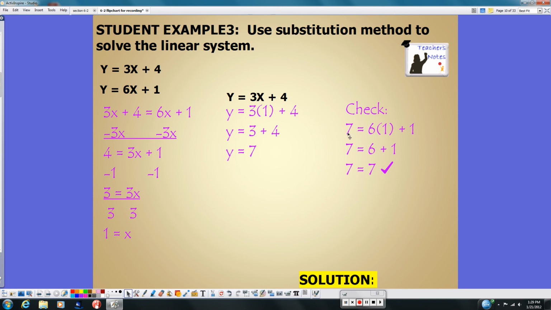Then we have to check. I used the second equation, and I decided to check to see if y equals 6x plus 1. When I put my 7 in for y, my 1 in for x, 6 times 1 is 6 plus 1 is 7, so since it checks, it is my solution.